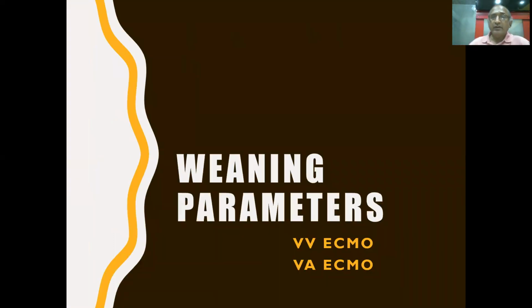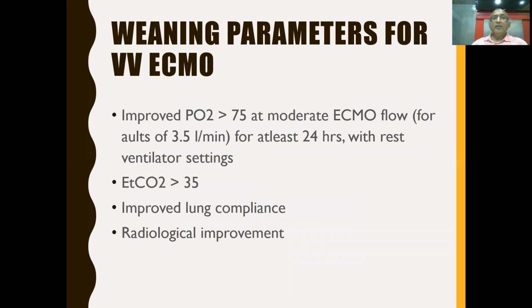Now, what are the weaning parameters for VV and VA ECMO? What are the clinical criteria where you think of coming off ECMO? In an adult patient on VV ECMO with an ECMO flow of around 3 to 3.5 liters, if the PO2 becomes more than 75 and saturation is more than 95, and that remains steady for more than 24 hours, then you can start coming down on the ECMO FiO2.